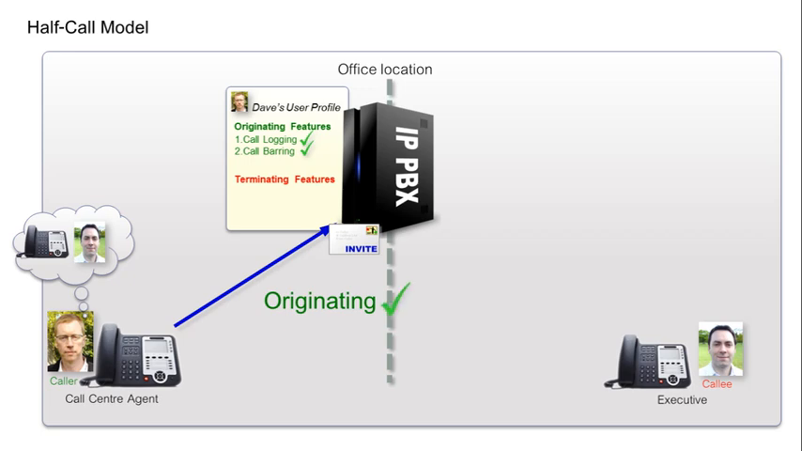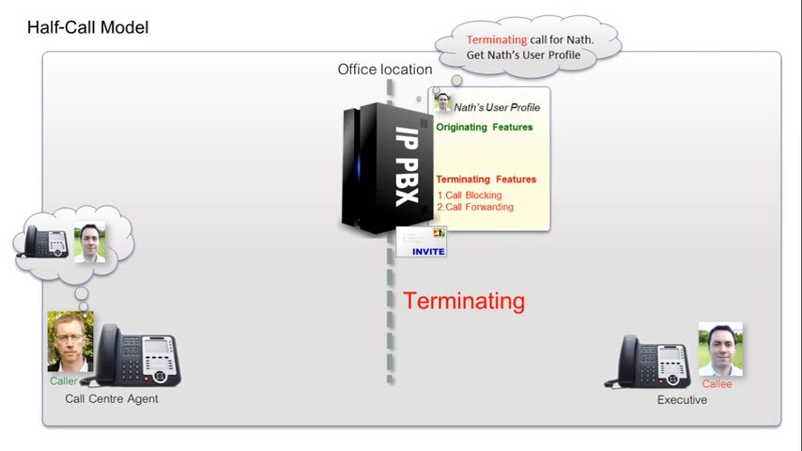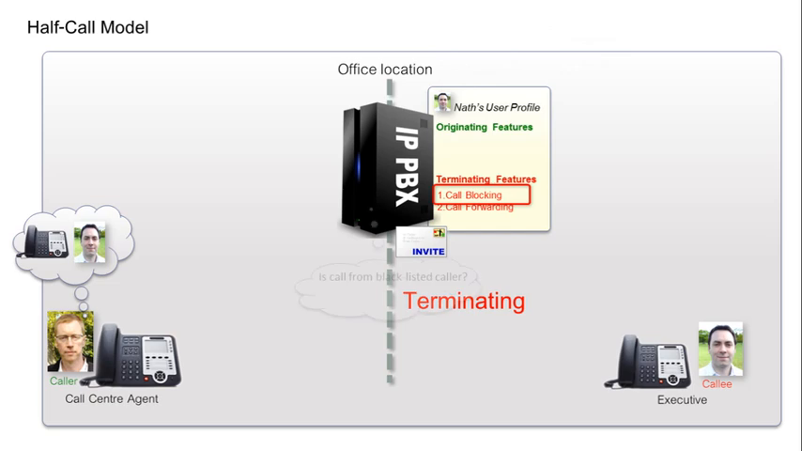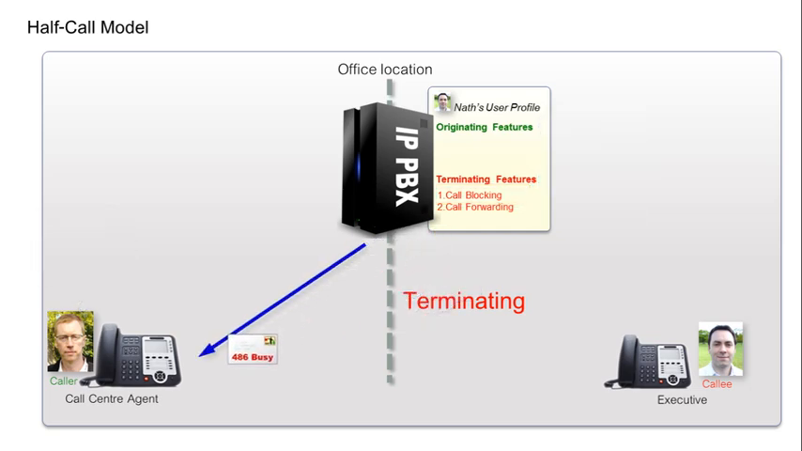Having applied all the originating features, the PBX now turns its attention downstream, switching to terminating mode, getting Nath's user profile and applying in sequence his terminating features. First, call blocking. Is the inbound call from a blacklisted caller? Oh, it is. In that case, reject the call with a 486 Busy Here, or send a voicemail or something. Note how the IP PBX didn't even get to Nath's second terminating feature, call forwarding.